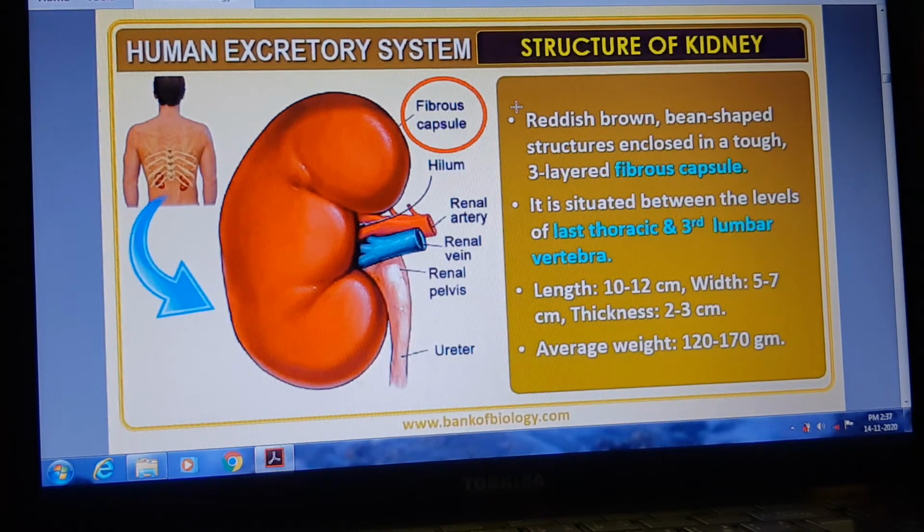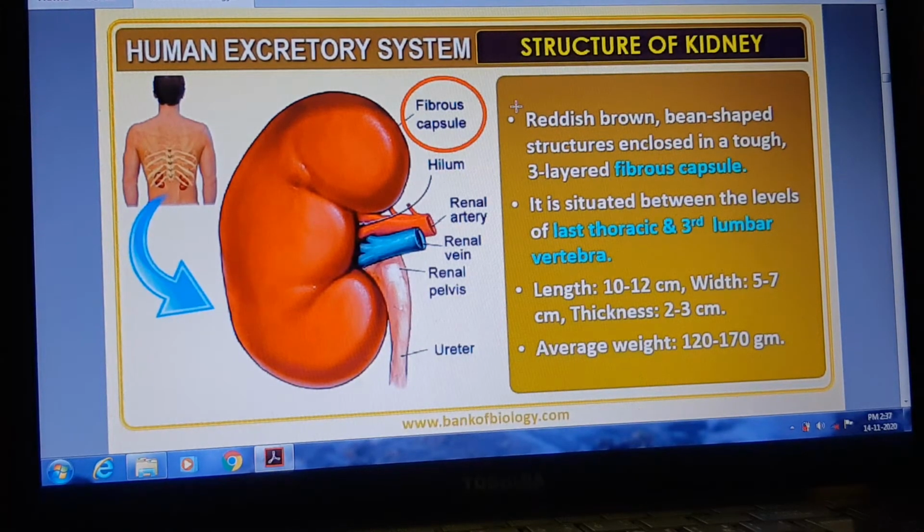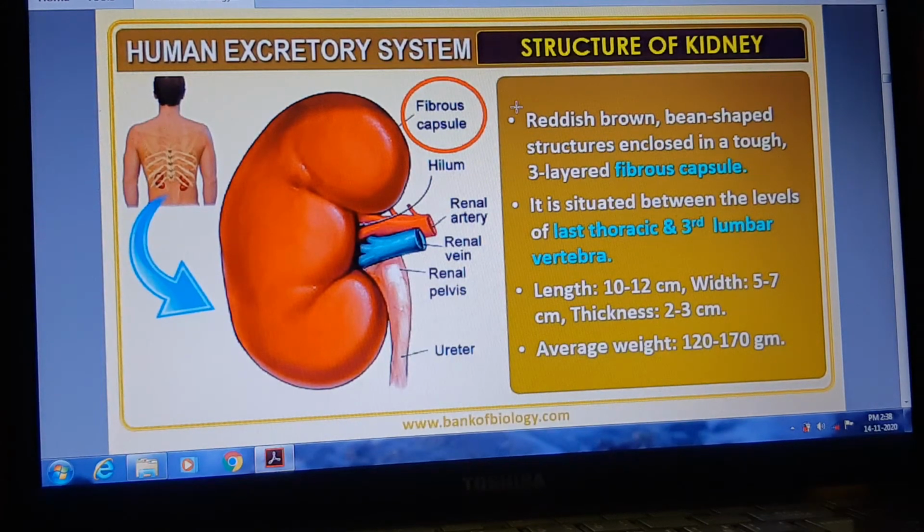Here the length is about 10 to 12 centimeters, width 5 to 7 centimeters, and thickness about 2 to 3 centimeters. On average, the weight of the kidney of an adult man is 120 to 170 grams. This is the average weight of a kidney. You can see this in the diagram also.